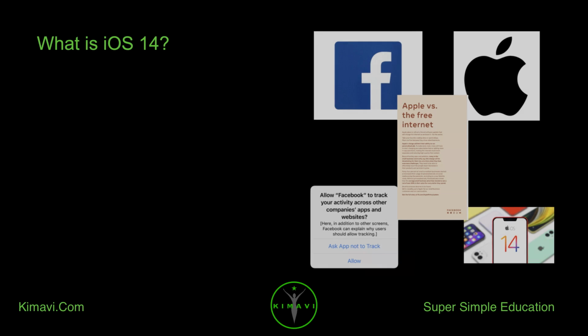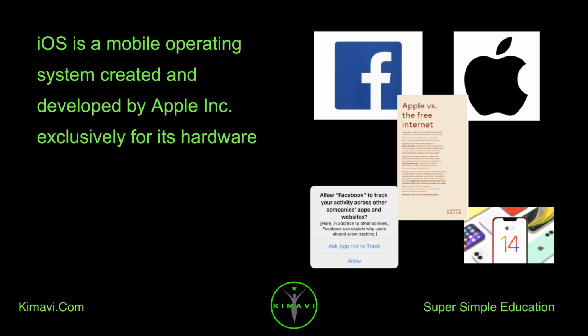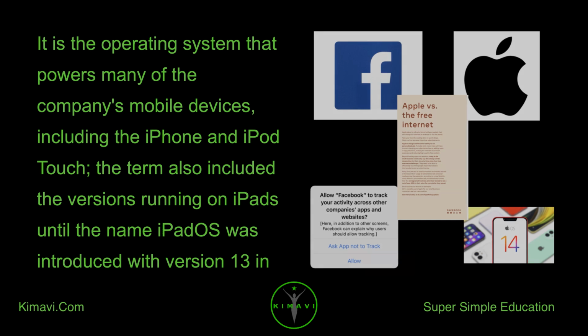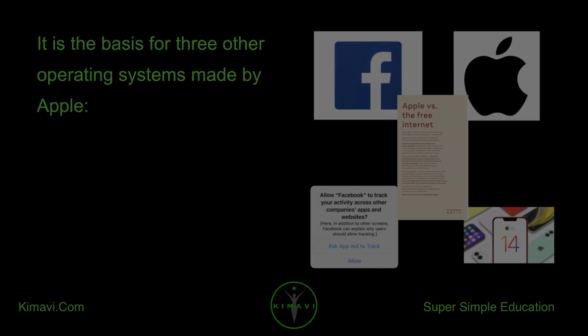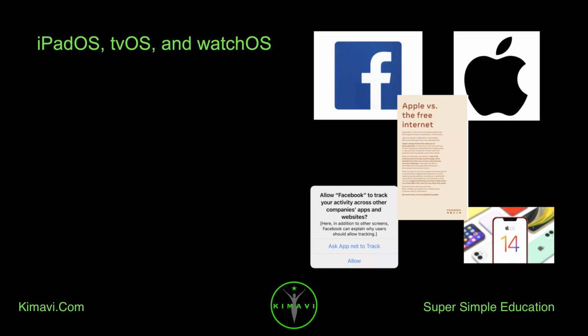What is iOS 14? The latest version of iOS and iPadOS is 14.3. iOS is a mobile operating system created and developed by Apple Incorporated exclusively for its hardware. It is the operating system that powers many of the company's mobile devices, including the iPhone and iPod Touch. The term also included the versions running on iPads until the name iPadOS was introduced with version 13 in 2019. It is the world's second most widely installed mobile operating system, after Android. It is the basis for 3 other operating systems made by Apple: iPadOS, tvOS, and watchOS.